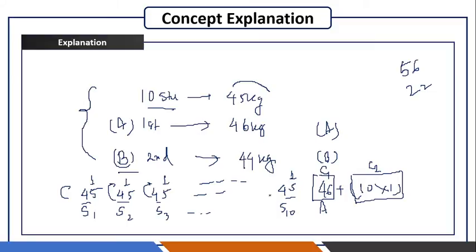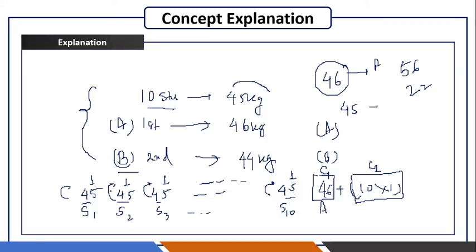So what is happening here is that A's first component is 46, which is contributing to the average 46 for A. Okay, that is A's contribution to the average. But the other people in the class, their average weight is 45 kg. So if I have to make the average weight of all the people in the class 46, I need to uplift the weight of all the people by 1 kg.